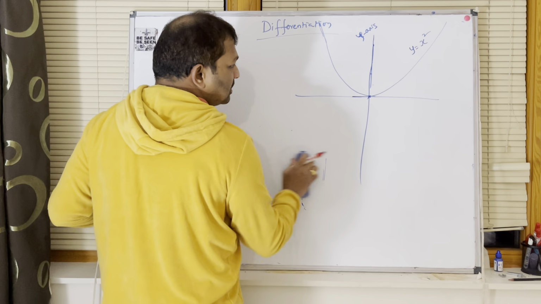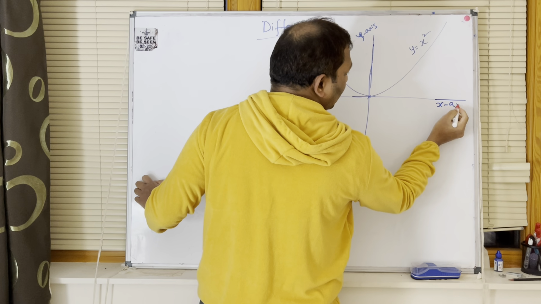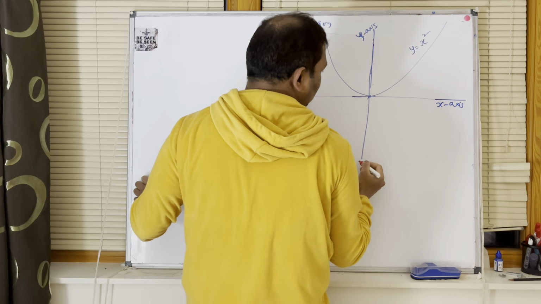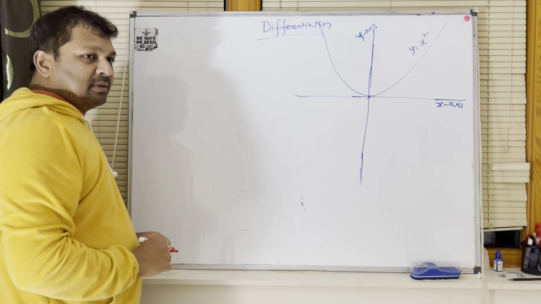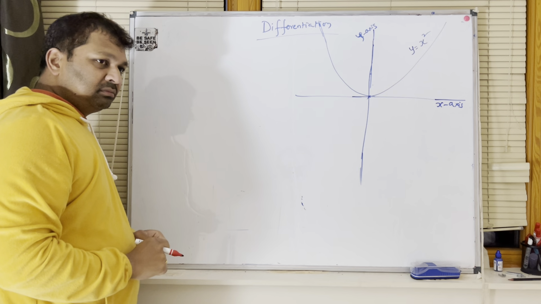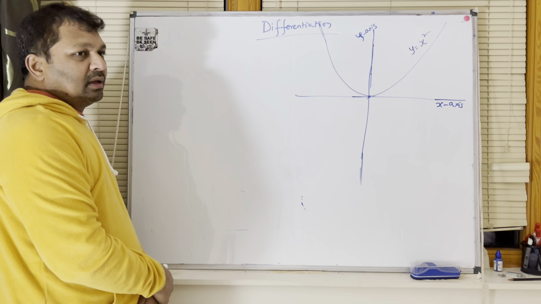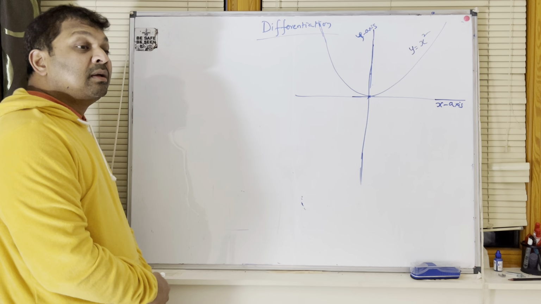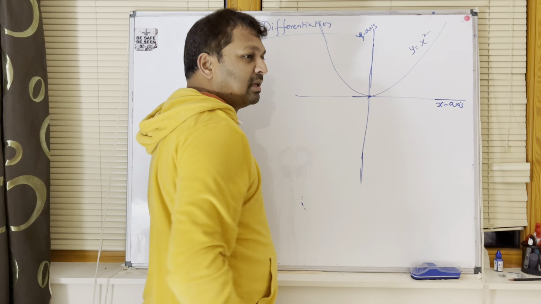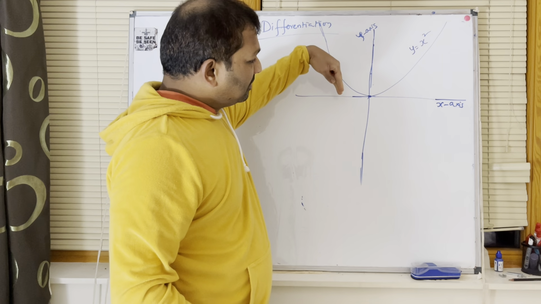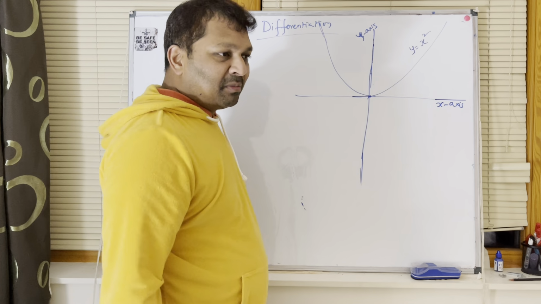Looking at this one, what axis is this? X axis. What axis is this? Y axis. So at what point do you think the slope is 0? The center point, where the curve goes down and changes its direction. Wherever the line is changing its direction, that is the place.